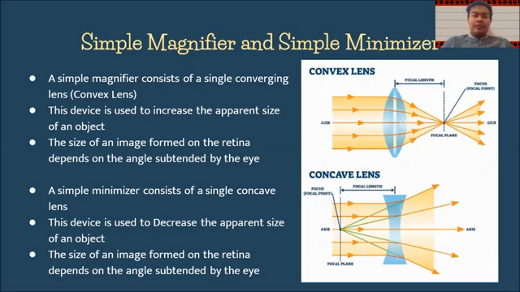We talk about the simple minimizer. A simple minimizer consists of a single concave lens. This device is used to decrease the apparent size of an object. The size of an image formed on the retina depends on the angle subtended by the eye.